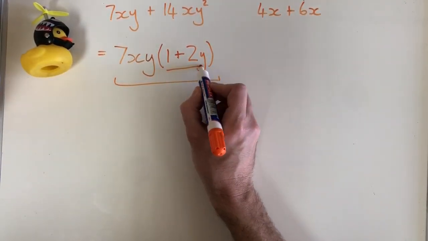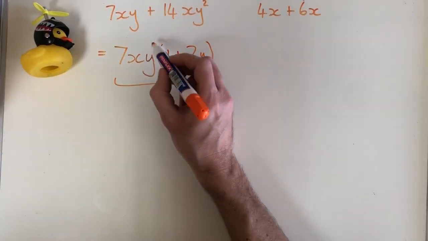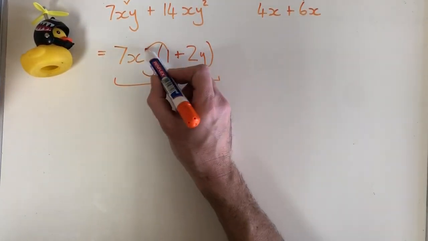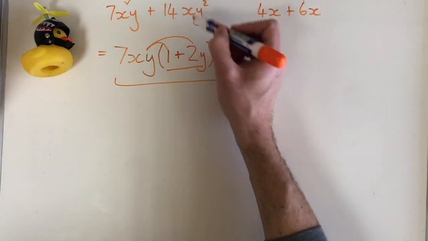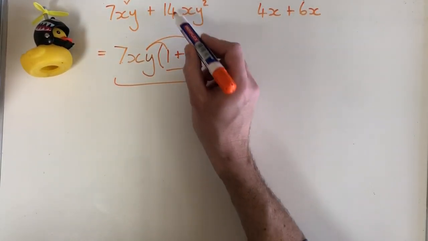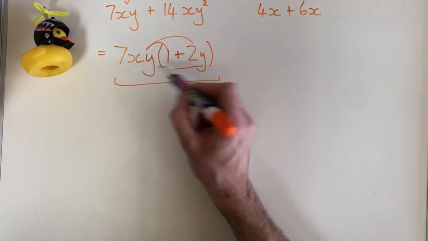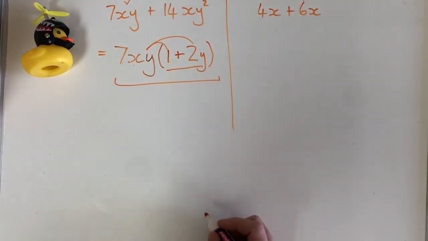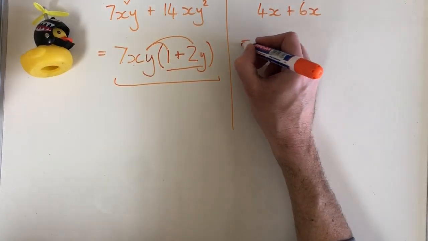Is there anything common in here? No, there's not. If I multiply this and this, will I get that? Yes, absolutely. And if I multiply this and that, would I get this? Let's just check. 7 times 2 is 14. X would be there, and y times y is it. So that would be fine. So that's factorization.